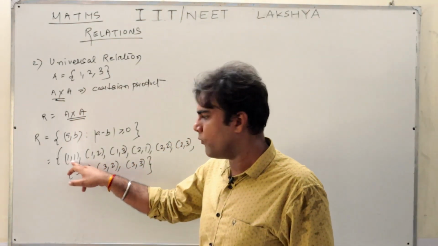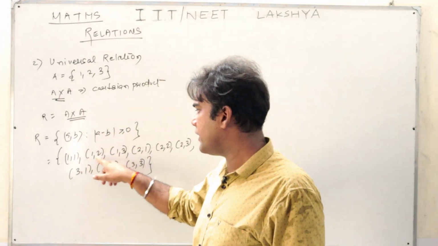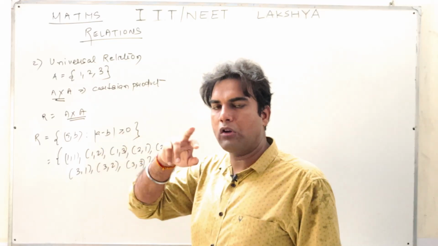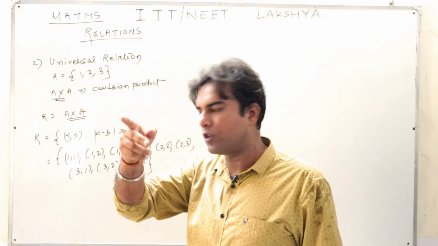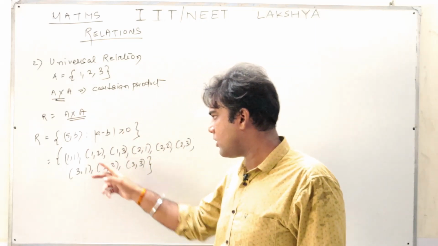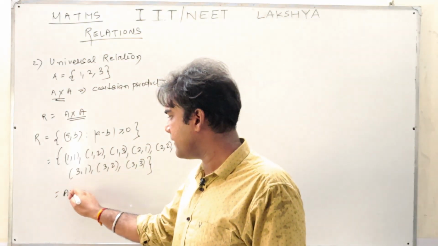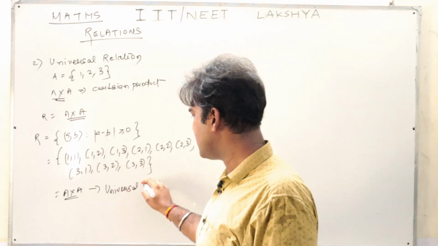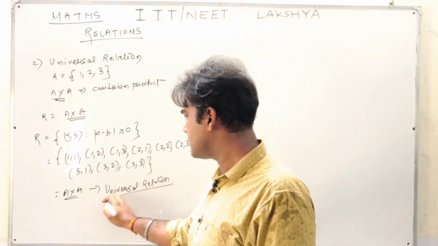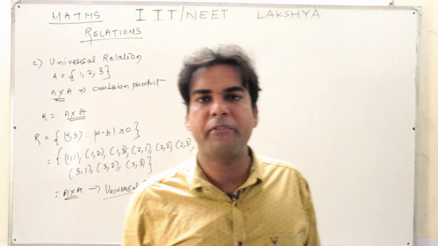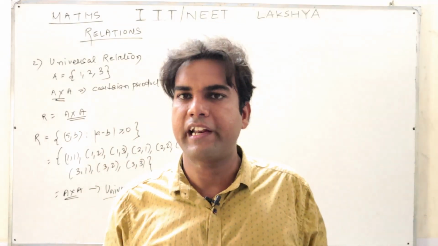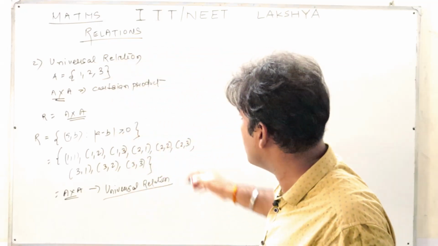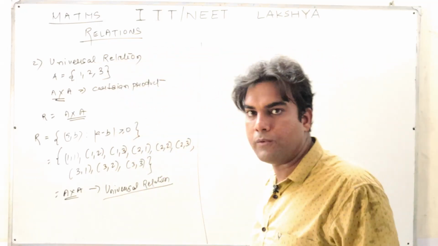If you see carefully, the difference for 1 1 is 0, obviously equal to 0. For 1 2, the difference a minus b is minus 1, but the modulus of minus 1 is 1, and the modulus of minus 2 is 2, which is greater than 0. So you will always get all of these, and this is nothing but your A cross A. So this set is known as your universal relation. The domain of a universal relation is your set A, and the range of a universal relation is set B, which in this case is set A only. I hope that makes clear your universal relation.